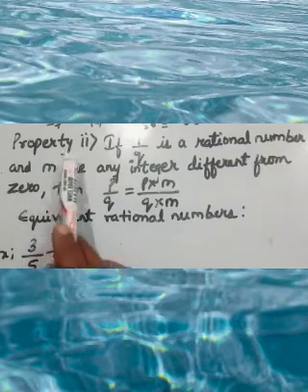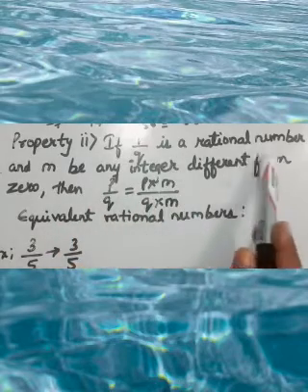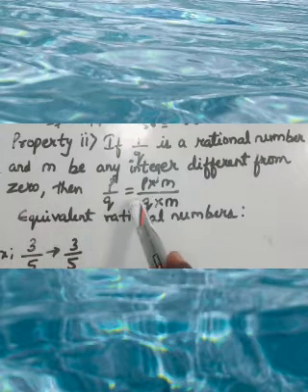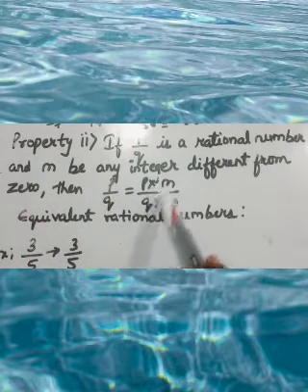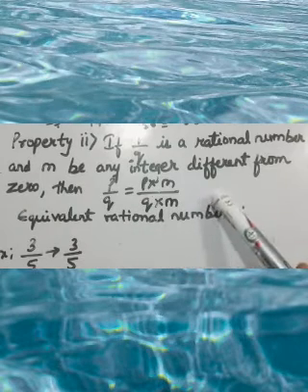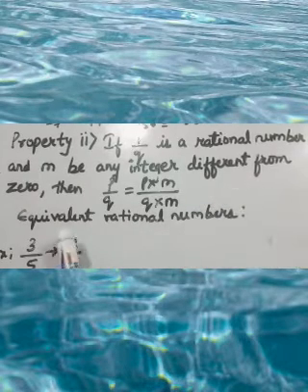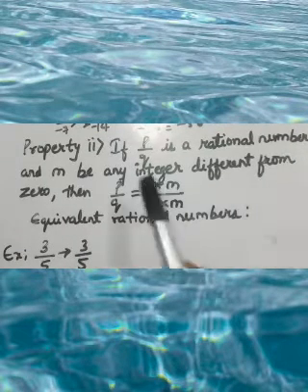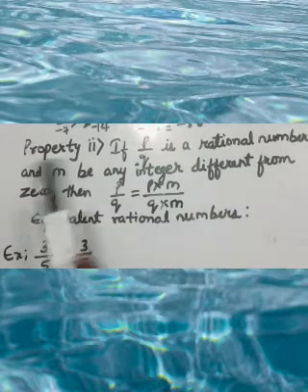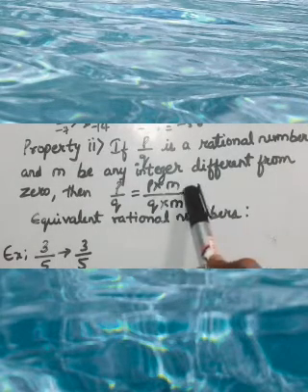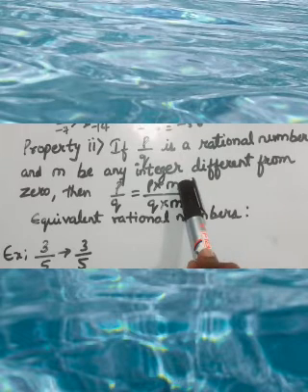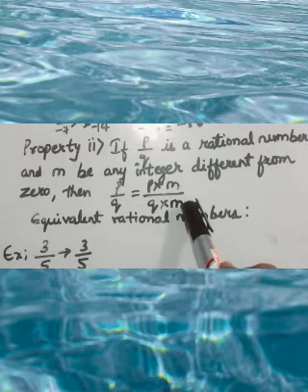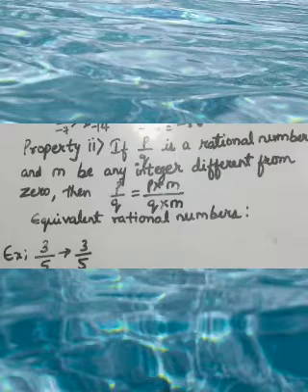Children, next is property number 2. If p by q is a rational number and m is any integer different from 0, then p by q is equal to p into m divided by q into m. Children, this property is useful in finding the equivalent rational numbers. According to the property, you take any integer different from 0. Here we have taken m. If you multiply any integer in the numerator of the rational number, you have to multiply the same integer in the denominator of the rational number.